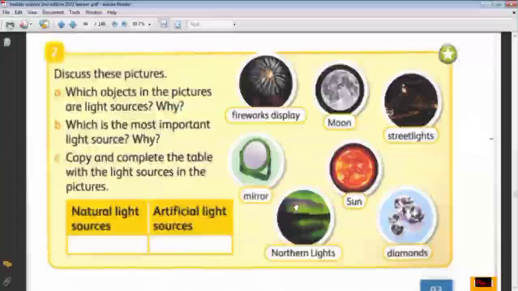Why is the moon not a light source? The sun shines to the moon. Okay, the moon doesn't produce or emit light. The moon doesn't give out any light. It reflects the sunlight. So it appears that it has light, but it doesn't have light. So we can see the moon because it reflects the light that comes from the sun. But the moon itself is not a light source.